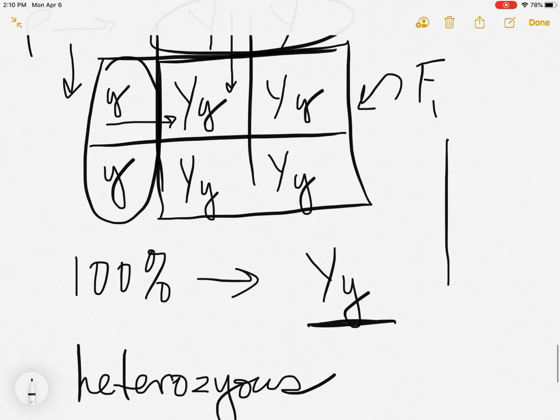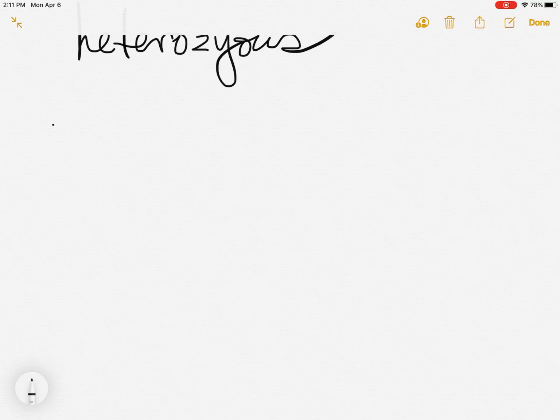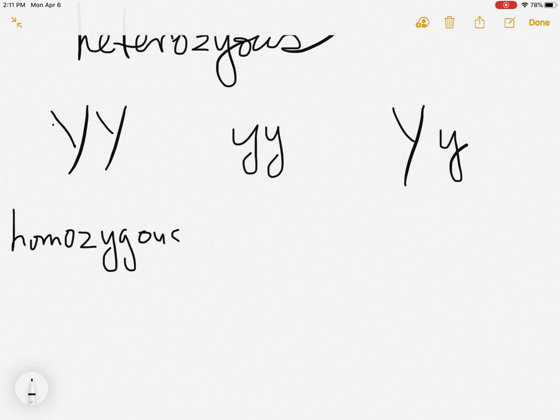But how would we be able to tell the difference between them? So let's look at the options. We had this one, and we had this one, and then we had this one. This one, I'll just use a short form. Homozygous, well, maybe I'll write it. Homozygous dominant.